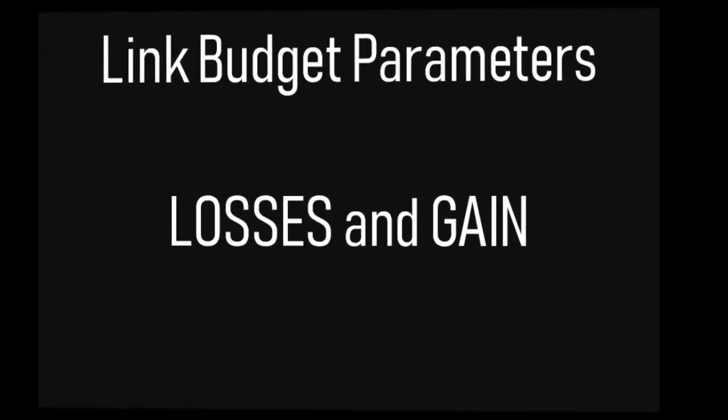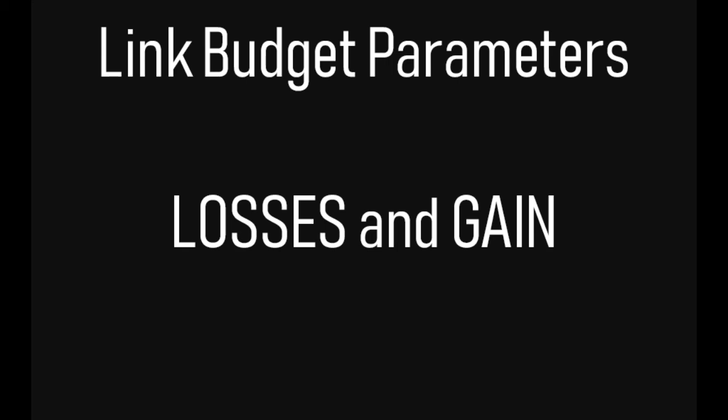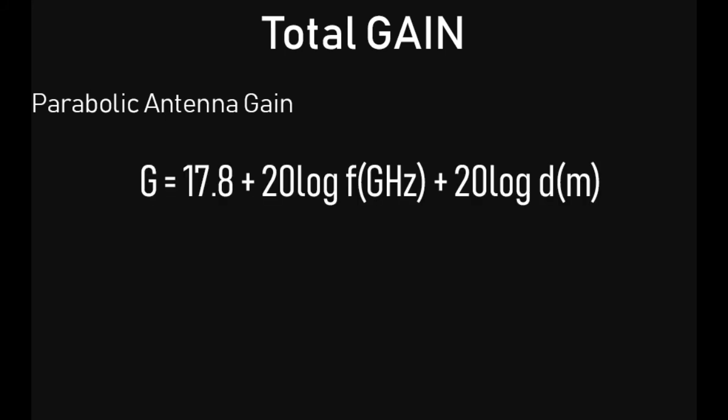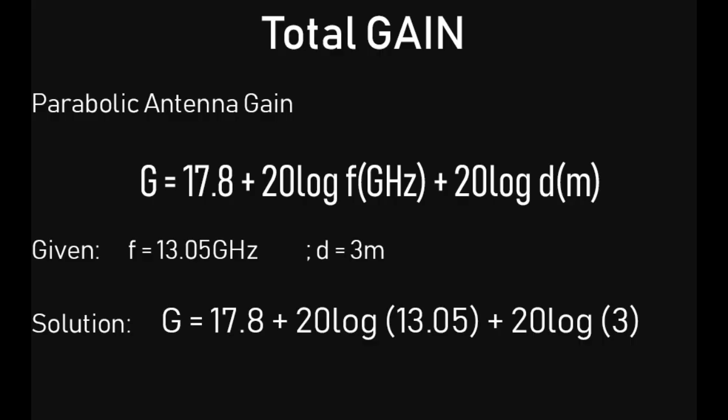Moving forward, we'll now proceed to link budget's second parameter, which is gain. First to compute is the parabolic antenna gain. We'll use the formula 17.8 plus 20 log times frequency in gigahertz plus 20 log times diameter in meters. We'll be using 3 meters as the diameter. Compute for the gain by substituting the values and we'll get 49.655 decibels.